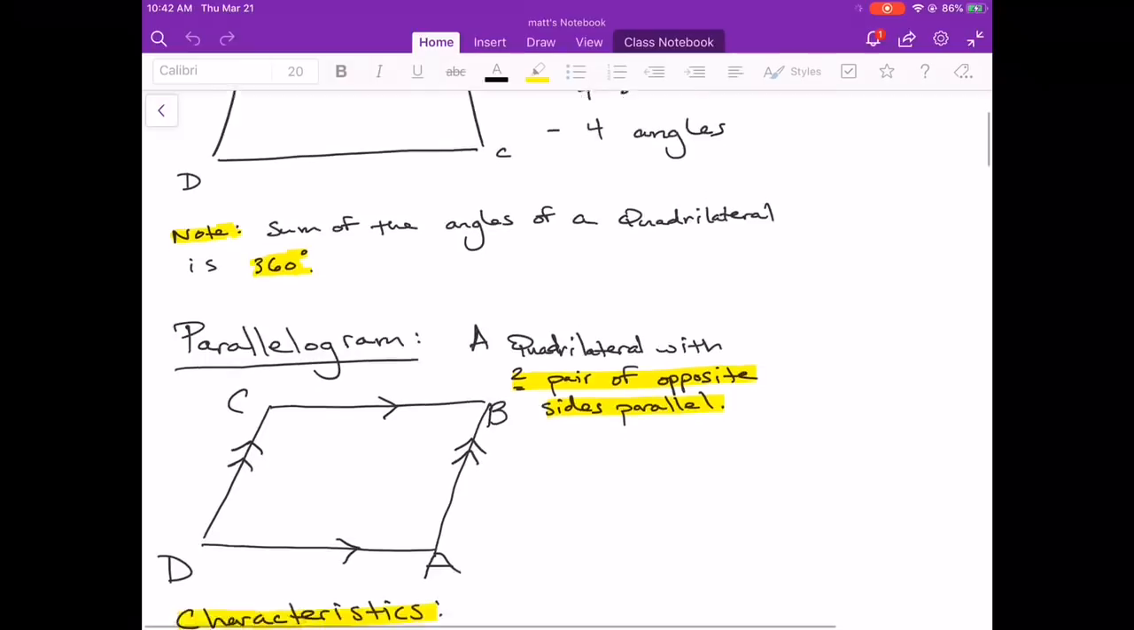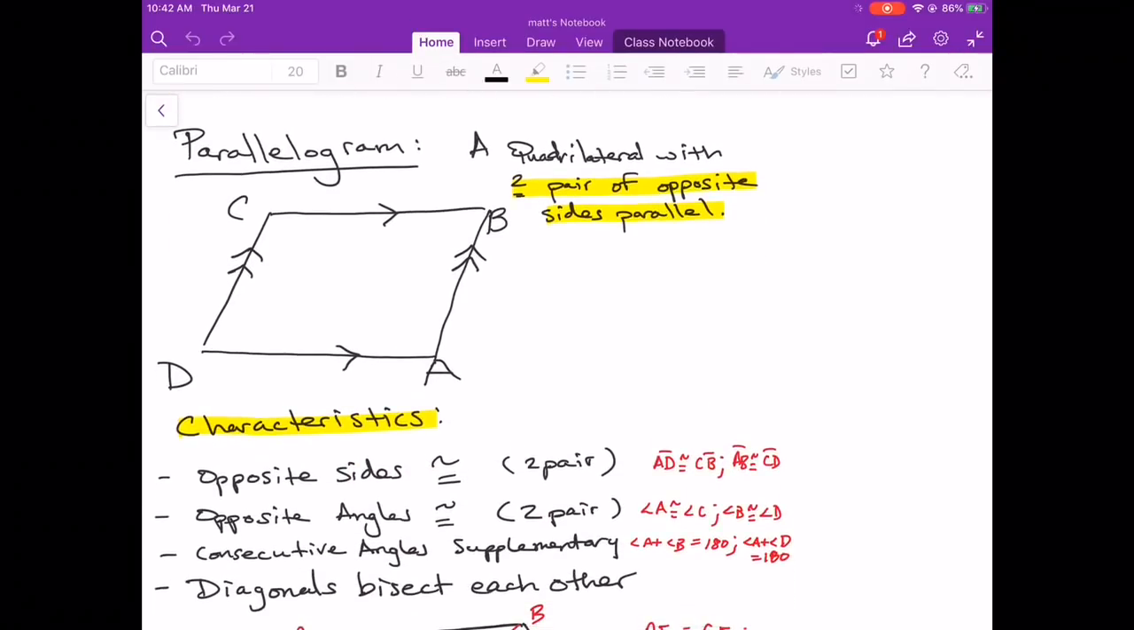Okay, a specific type of quadrilateral is a parallelogram. The word parallel should really stand out at you because it's a big part of the definition. It's a quadrilateral with two pair of opposite sides parallel, which is going to bring in all kinds of characteristics. You can see them listed here, so if you want to pause your screen and write those down, that'll be just fine.